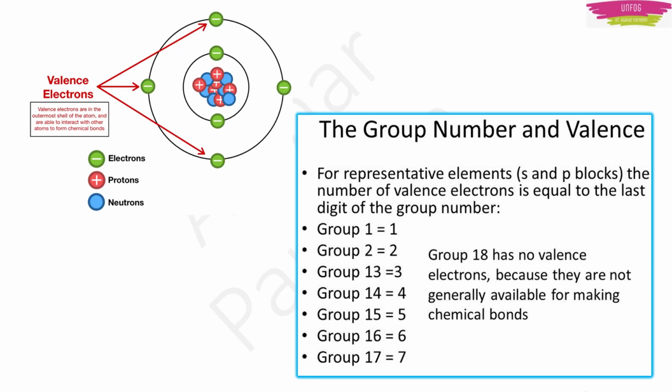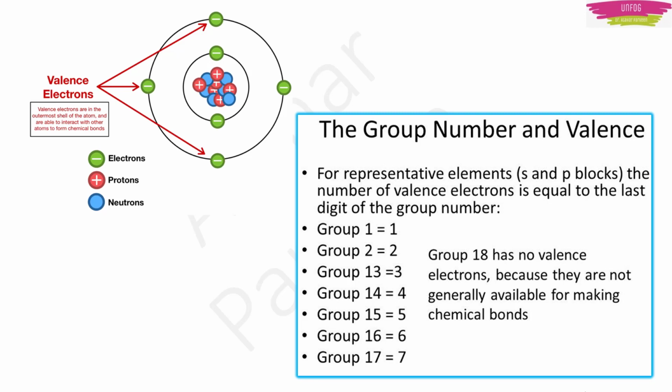Like we have units place and tens place, right? In units place you have 3 in 13, you have 4 in 14, you have 5 in 15, you have 6 in 16 and you have 7 in 17, right? So this number will be equal to the number of valence electrons in that atom. Like for example, if the element belongs to group 13, then the valence for that atom will be 3. Okay.